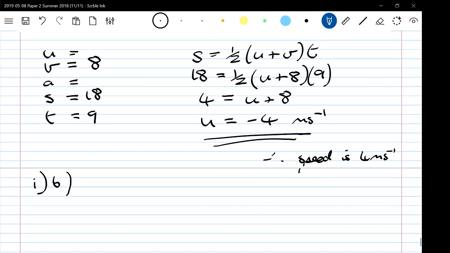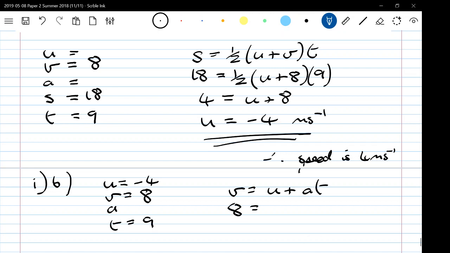Okay, so we've now got U is minus 4, V is 8, we need A, and T. Let's do that one. V is U plus AT. So 8 is minus 4 plus 9A. So 12 is 9A. So A is 12 over 9, or 4/3 meters per second squared.